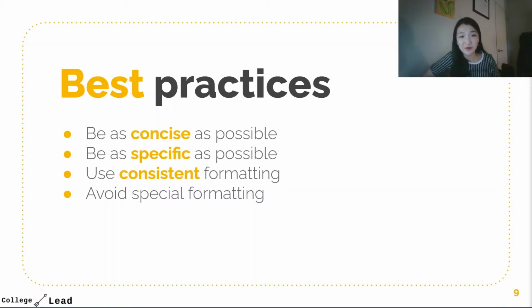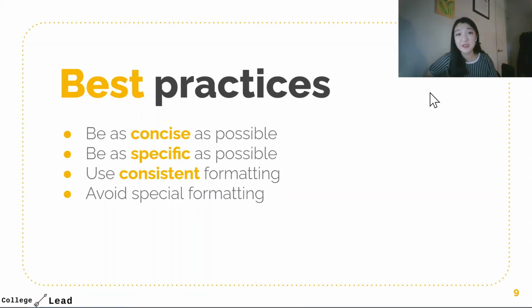Lastly, avoid special formatting. You can use the ampersand sign, I believe, but I'm afraid that any sort of characters like a Chinese character or a foreign language character may not always show up in the Common App. So try to stick with, in general, English and limit the amount of special formatting that you use.